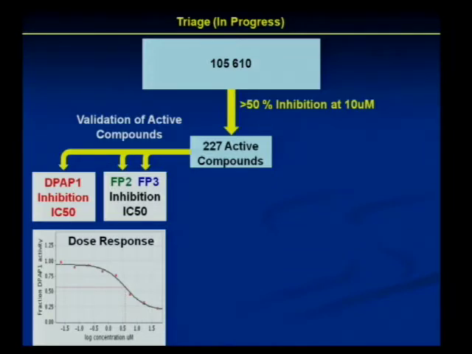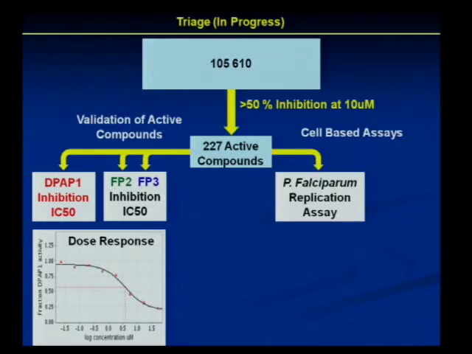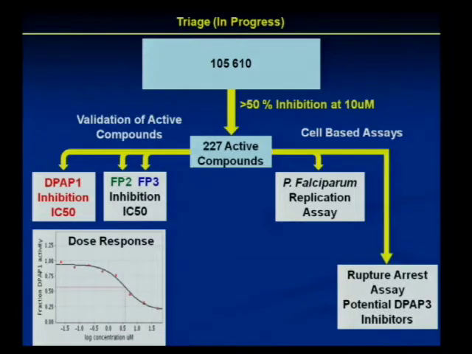The other thing we wanted to do is see whether any of those compounds have any effect on the replication of parasites, whether they can kill a parasite. So it's also a replication assay, and finally we did a RepRS assay that we've used in the lab previously to identify DPAP3 inhibitors. I just got most of the data in the last 3 weeks.